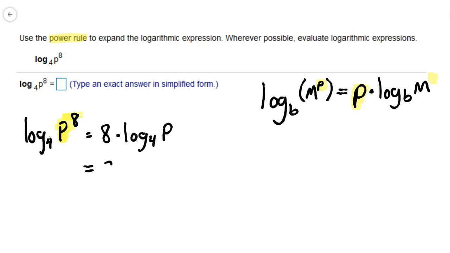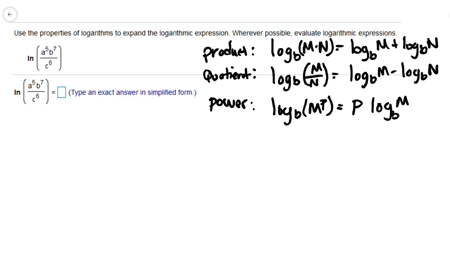And that's our answer, 8 log base 4 of p. This example says use the properties of logarithms to expand the logarithmic expression. Whenever possible, evaluate the logarithmic expressions.